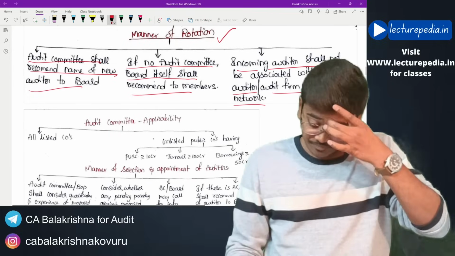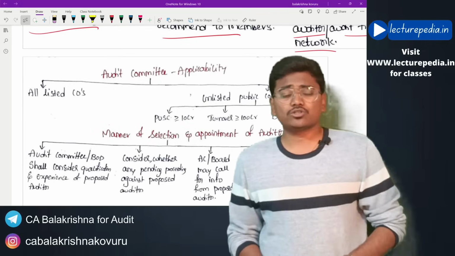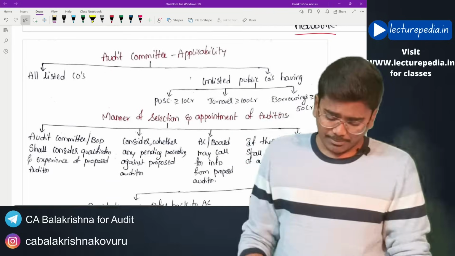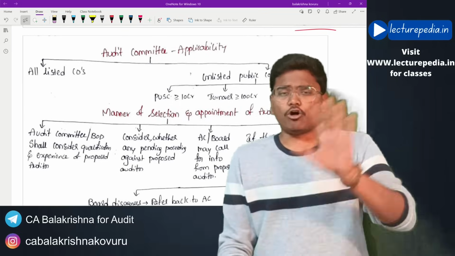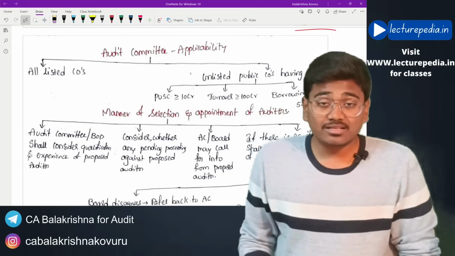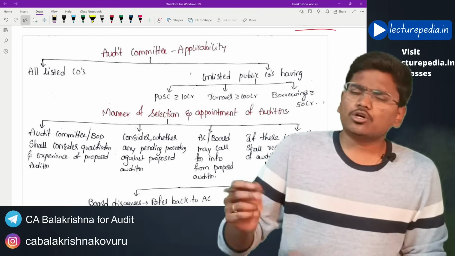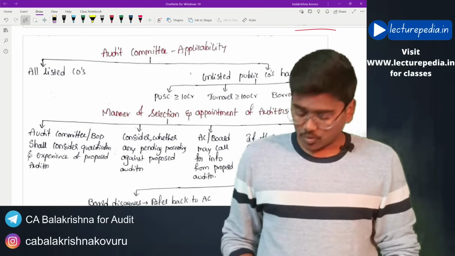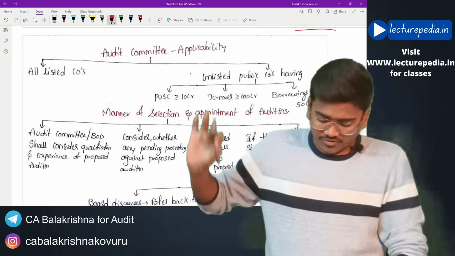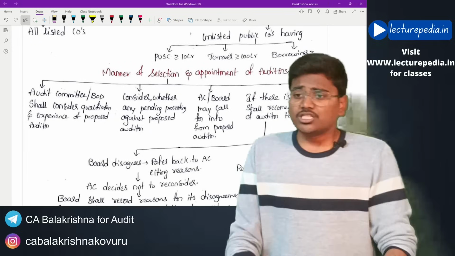Hope this is clear. Next, coming to the provisions of the audit committee. These provisions of the audit committee we have also discussed in the audit committee and corporate governance chapter. First of all, applicability of the audit committee. This will be applicable for all the listed companies and unlisted public companies having paid up share capital of greater than or equal to 10 crores, turnover of greater than or equal to 100 crores, and borrowings or deposits of greater than 50 crores. Here equal to is not there, only greater than 50 crores. For these companies, audit committee is mandatory. Now, how will the auditor be selected?